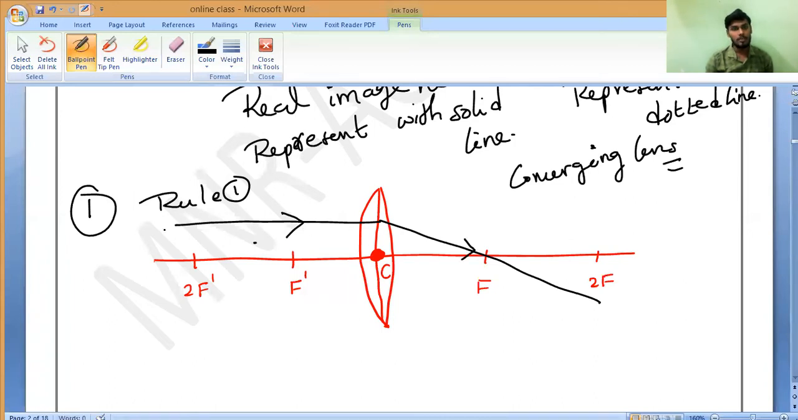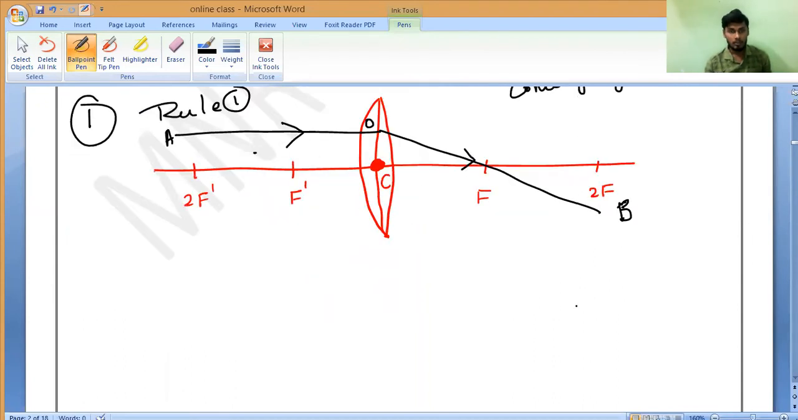That's all. So let us imagine the incident ray is AO, and the refracted ray is OB. Do you understand, all of you? This is rule number 1. Okay?